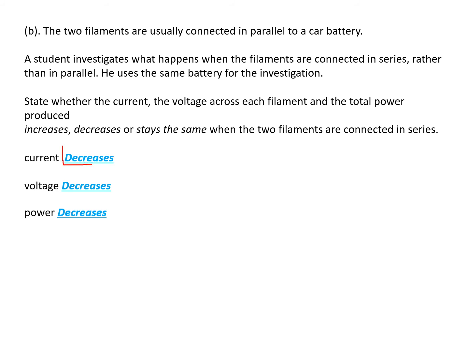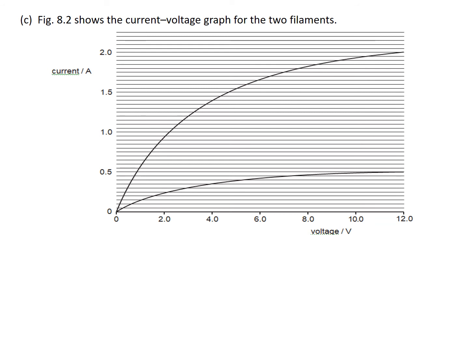Current decreases, voltage decreases, and also the power decreases. Part C. Figure 8.2 shows the current-voltage graph of the two filaments. As you can see, this is for the first and this is for the second.